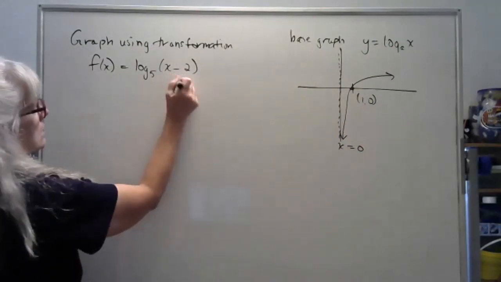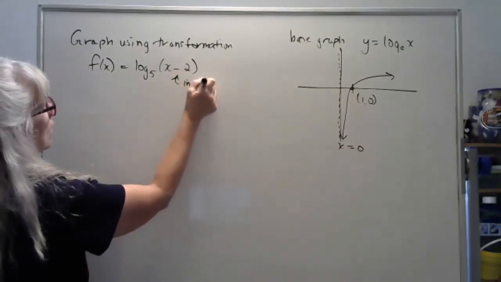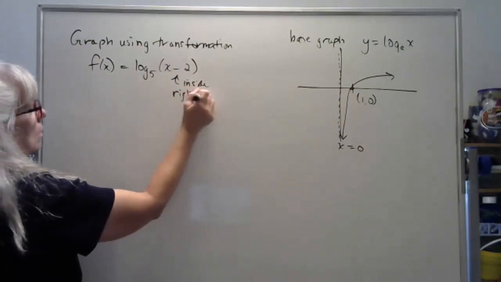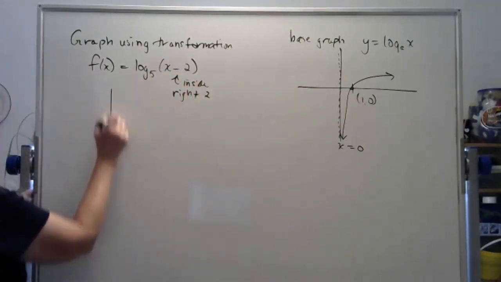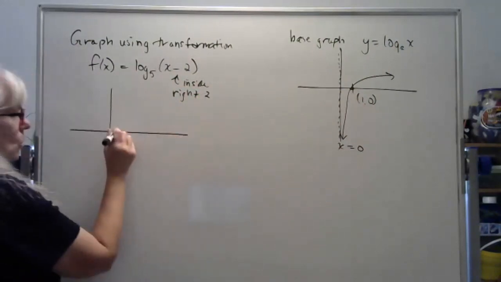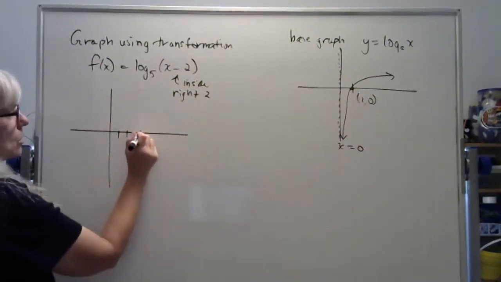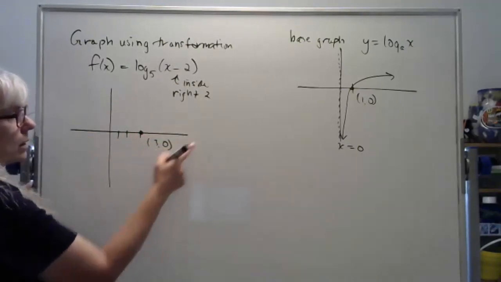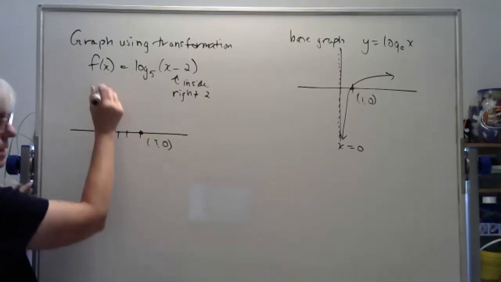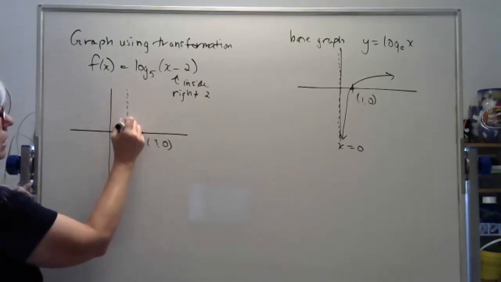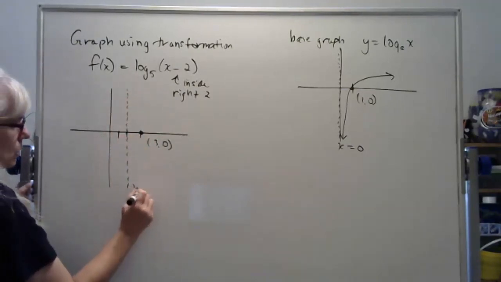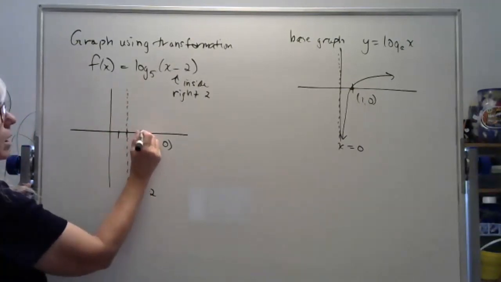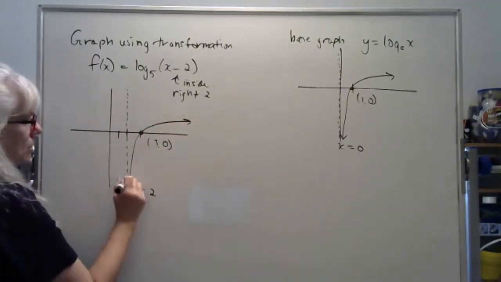Okay, this 2 is on the inside. So that means we're going to go what, right? 2. So all we have to do is pick up our point that was at (1, 0) and go to the right 2. So now we're going to be over here at (3, 0). That's that anchor point. I'm going to pick up the asymptote that was on top of x equals 0 and move it also to x equals 2. And the minute I've done that, I start right next to the asymptote, I cross at my x-intercept, and then I head off.